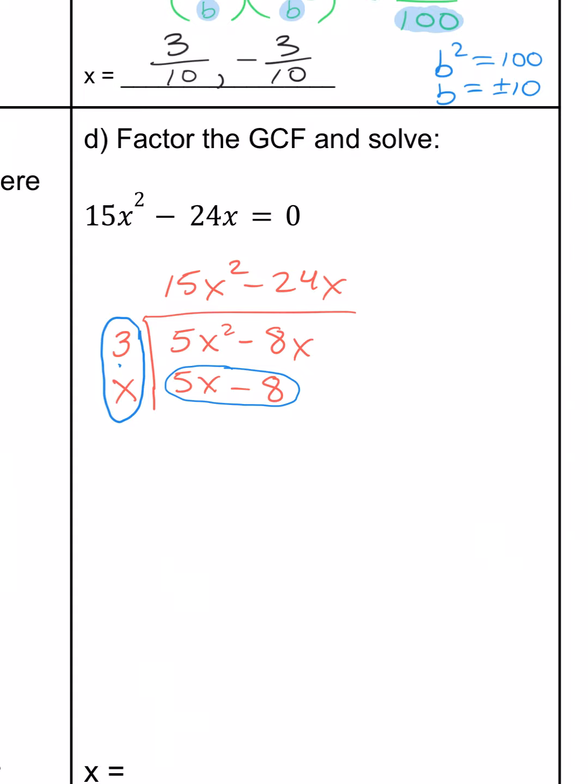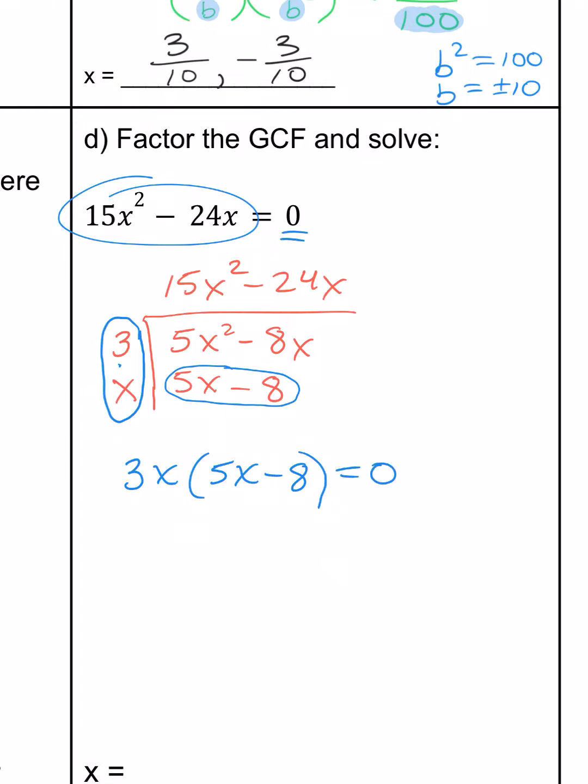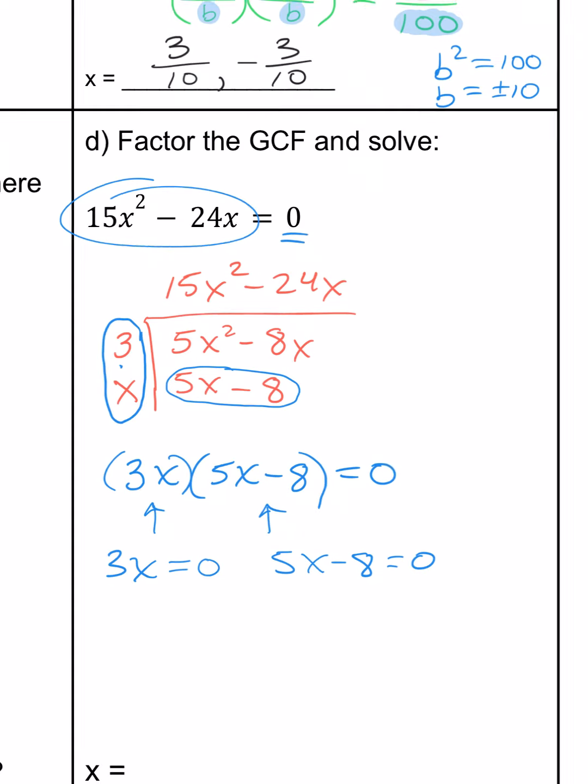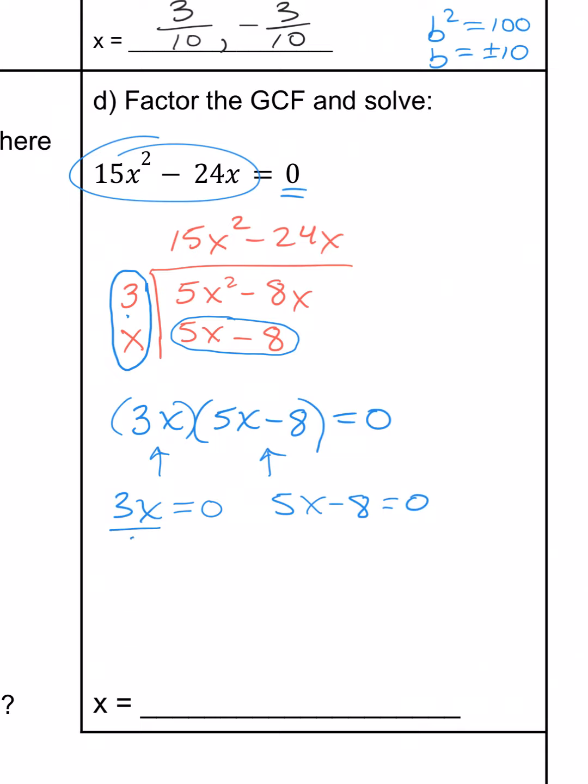So what we're saying is this expression is the same as 3x multiplied by 5x minus 8, and that equals 0. Now we want to solve. But this is actually easy because we have two factors multiplied equals 0. I know 3x could be 0. I also know that 5x minus 8 could be 0. All we have to do is solve. Inverse of multiplication is division. Here's our first solution. X equals 0.